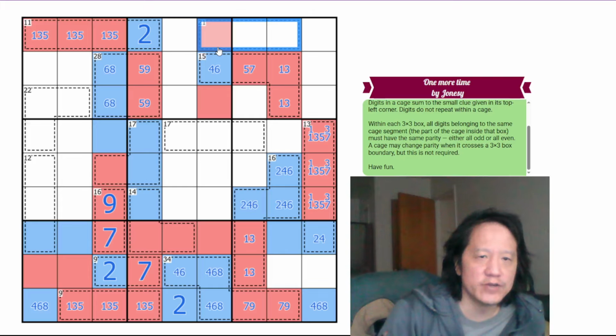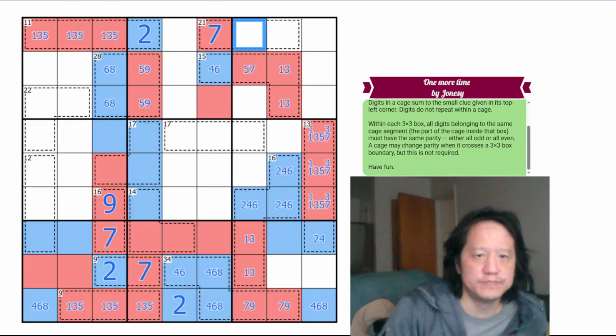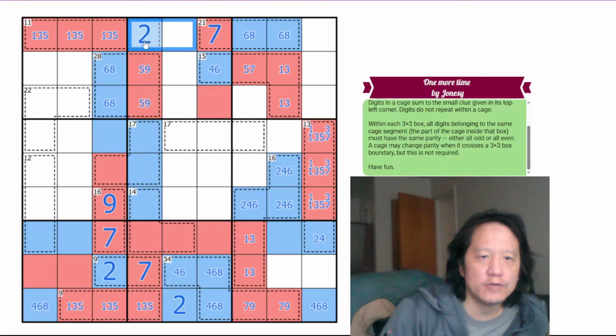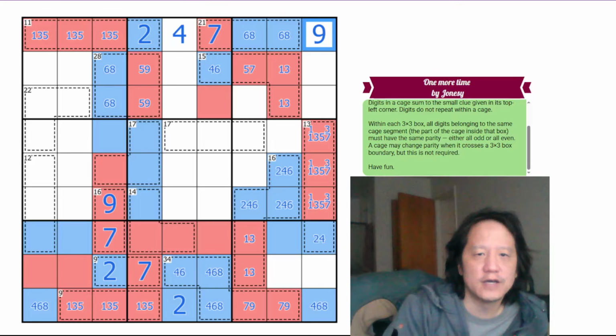Or it's 6, 7, 8. Therefore, it has to be 6, 7, 8. And this is 7. And we have 2 even digits here. That leaves 4 and 9 remaining in row 1. This can't be 9 because of the 5, 9 pair in the box. So this is 4. This is 9.